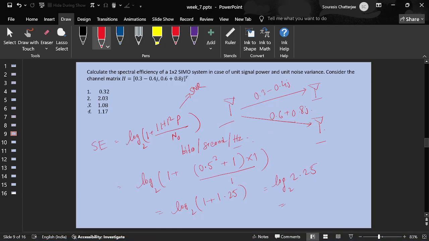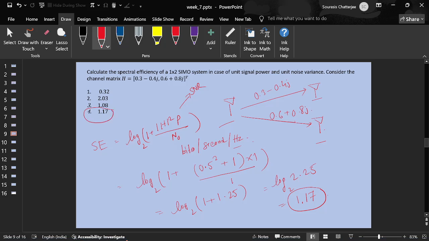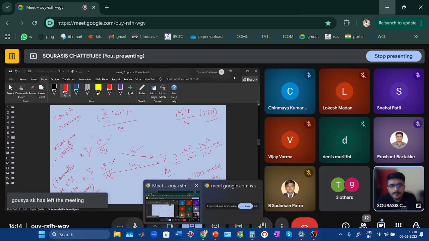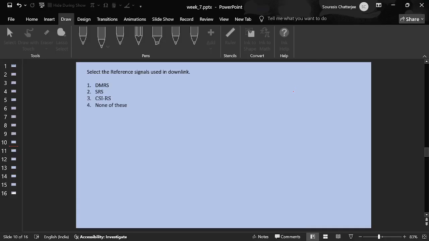Okay, 1.17. My voice was cracking a bit from my end, so 1.17 is the answer you are getting. Okay, fine. So the fourth one is the correct option. What about this question here? What are the reference signals that are used in downlink?